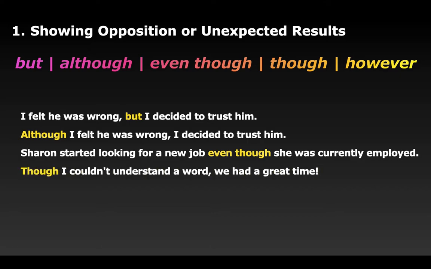Though I couldn't understand a word, we had a great time. Okay? Now, what's the result? What's the unexpected result here? Yeah, we had a great time. Right? How can you have a great time without understanding each other? That's why you use though. So the result and then the main part of the sentence or something like the cause. Though I couldn't understand a word. Again, I can substitute although and even though for though and I could get the same meaning.